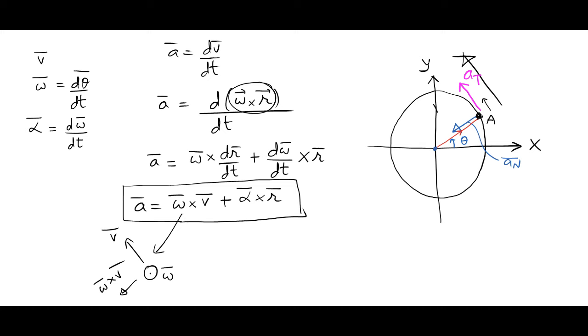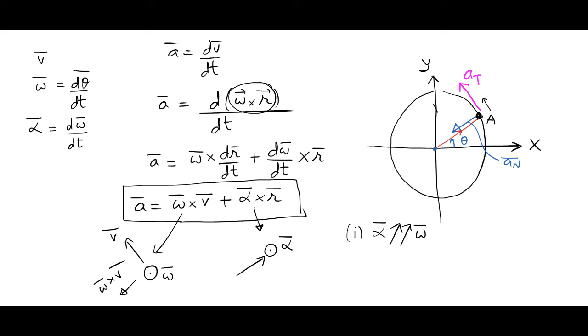Alpha bar cross r bar is not all that straightforward, because there are two possibilities. So possibility number one is that the particle is speeding up, in which case alpha bar will be in the same direction as omega bar. So when I do this alpha bar cross r bar in that case, since alpha bar is in the same direction as omega bar, alpha bar should be like that. Okay, and r bar is in this direction.